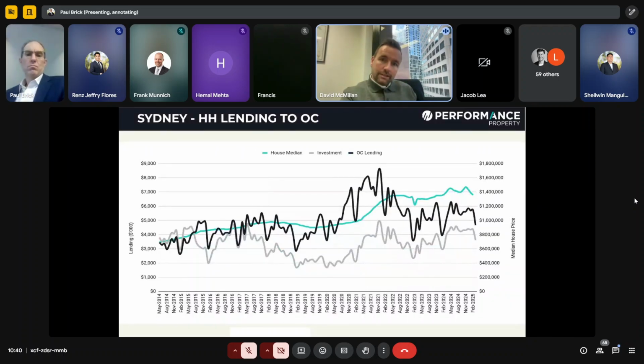Next one, Paul. This is household lending. You can see there's been a pretty steep drop recently, but it's fairly flat, so that's a fairly neutral indicator.